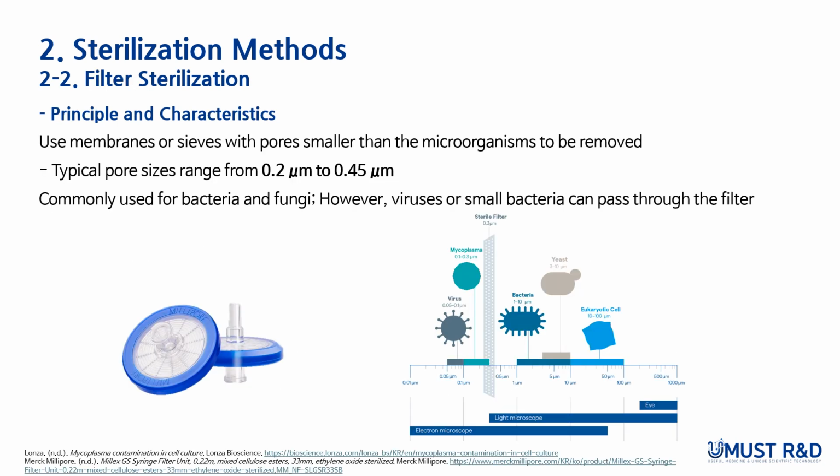Filter sterilization uses filters with pores smaller than the size of microorganisms to remove them. Filters look like the image on the left. They generally have pore sizes ranging from 0.2 micrometers to 0.45 micrometers. In the image on the right, you can see that bacteria and fungi, which are larger than the filter pores, can be removed, but viruses and very small bacteria like Mycoplasma can pass through the filter.